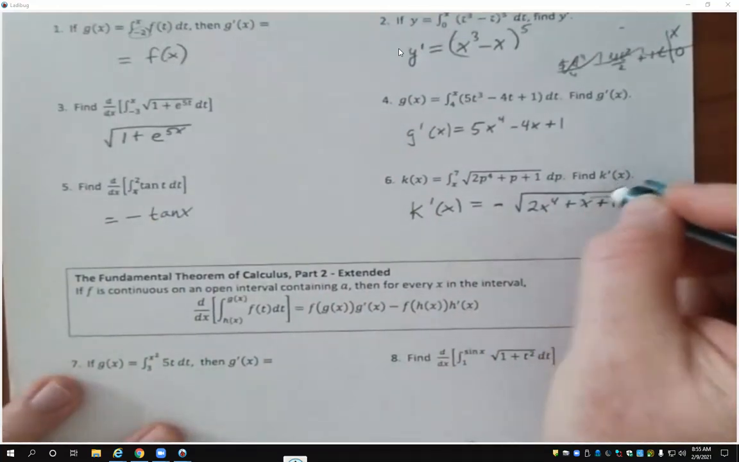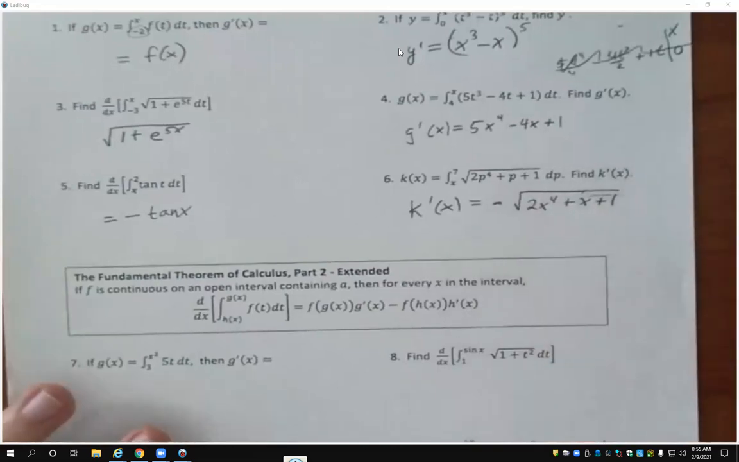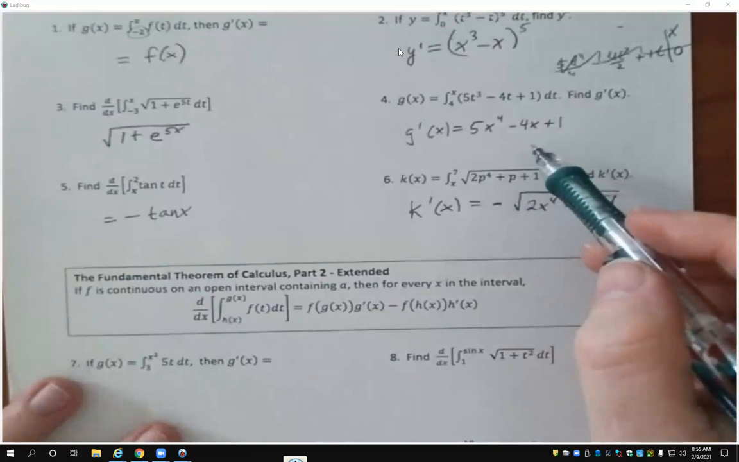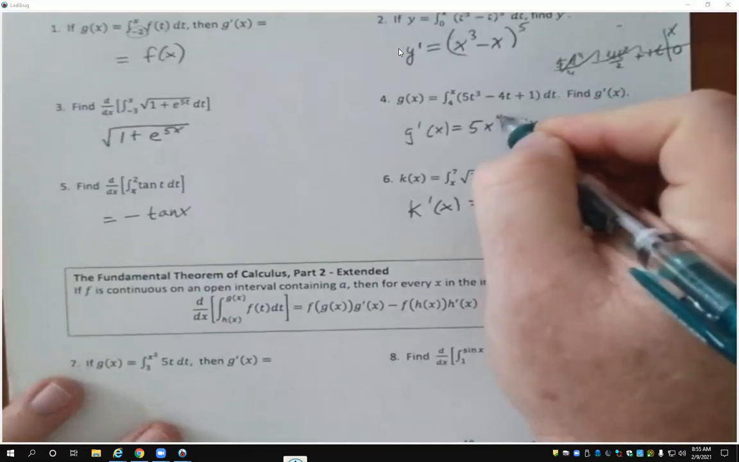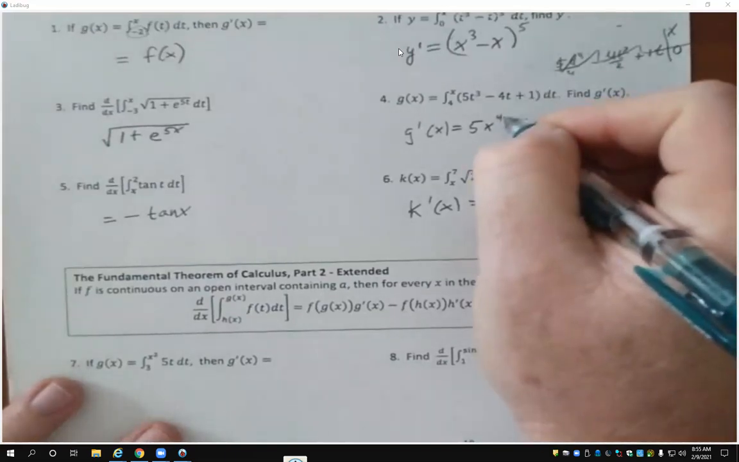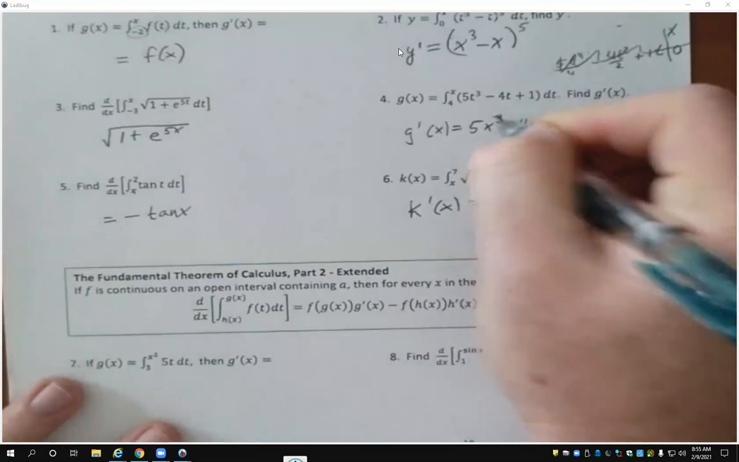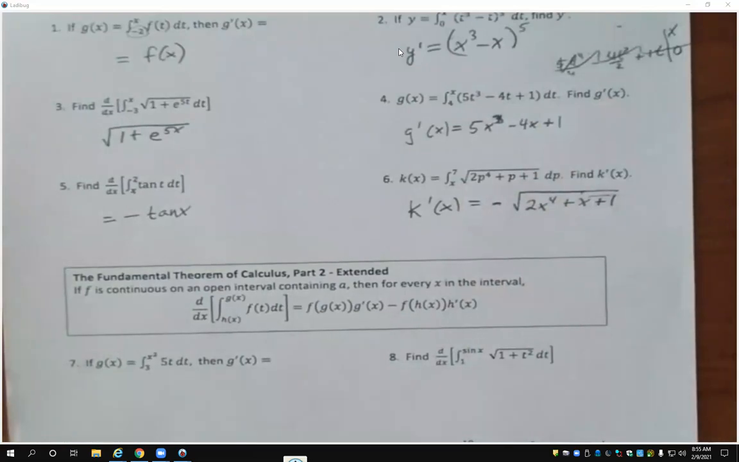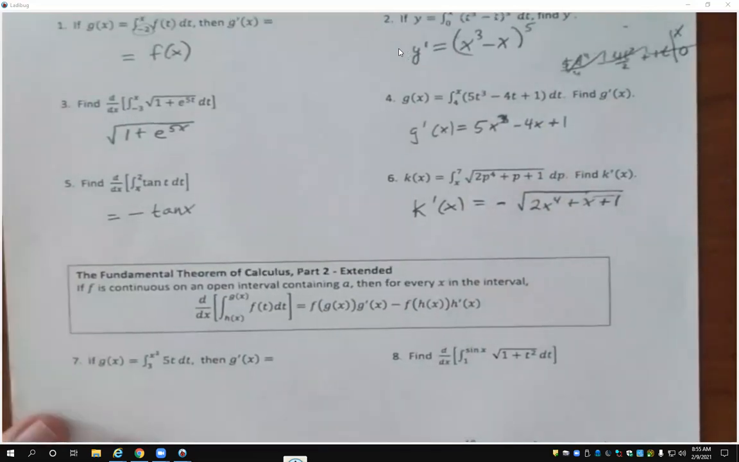Wait, Mr. Masson, on number 4, why would it be, in the g prime of x, it's 5x? Oh, you meant this one, didn't you? Yeah, this one. I'm sorry. You are correct. I wrote the wrong one there. Thank you for correcting that. Good call on that.